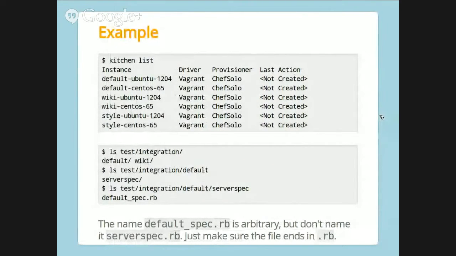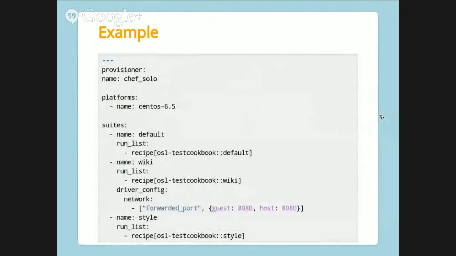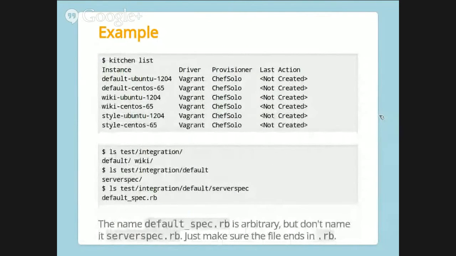So if you were to run kitchen list using this .kitchen.yaml, which we'll do in a little bit, you'll see it gives you a list of your instances or targets, and tells you which driver or which provisioner they're using. It says the last action, which is essentially the status. Right now, none of them were created, so they're all not created.